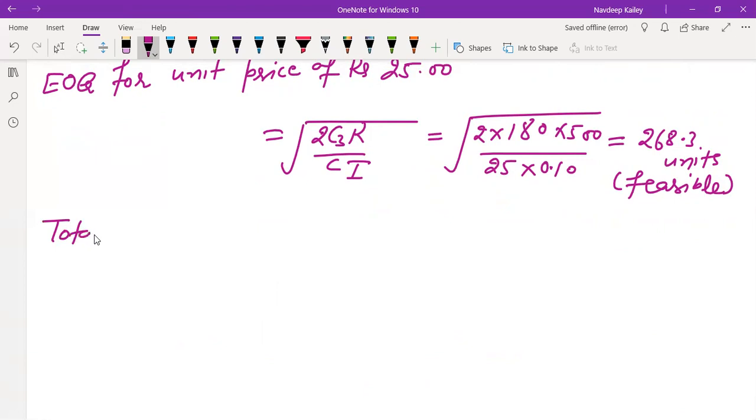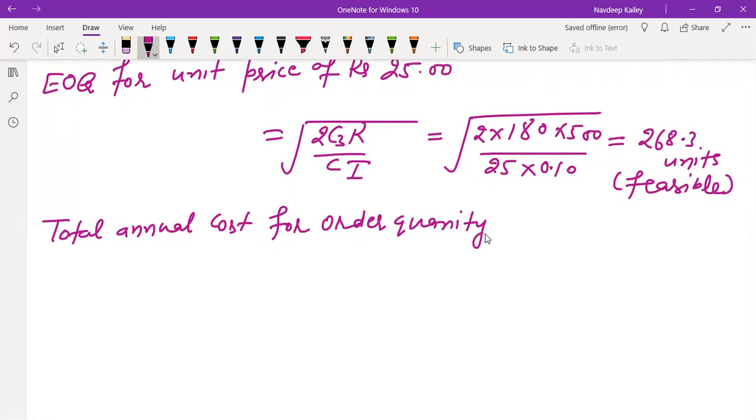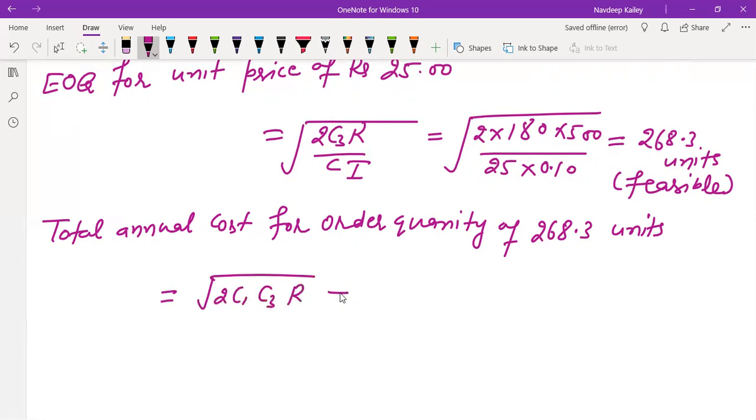Total annual cost for order quantity of 268.3 units. It is given by the formula square root of 2 C1 C3R plus CR. This formula I take from the inventory model with deterministic demand, that is the economic order quantity model, which I have discussed in my previous videos.